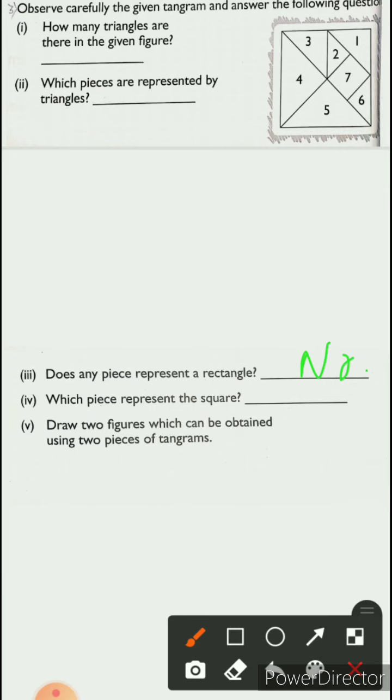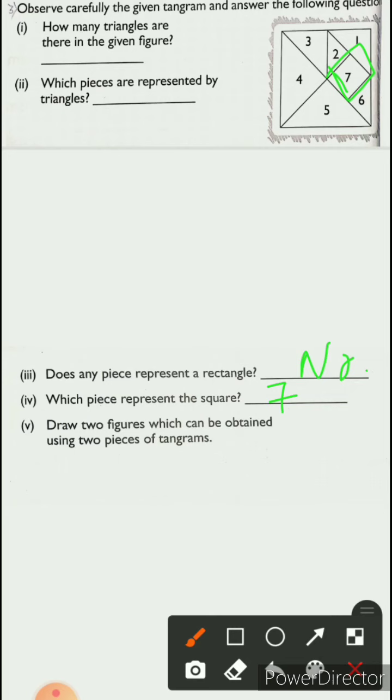Clear? Which piece represented the square? आपको क्या यहाँ पे कोई स्क्वायर शेप का पीस दिख रहा है? Yes, this piece 7, that is a square piece. So here the answer is 7. 7 जो है एक ऐसा पीस है जिसमें आपको क्या है, एक स्क्वायर दिख रहा है.